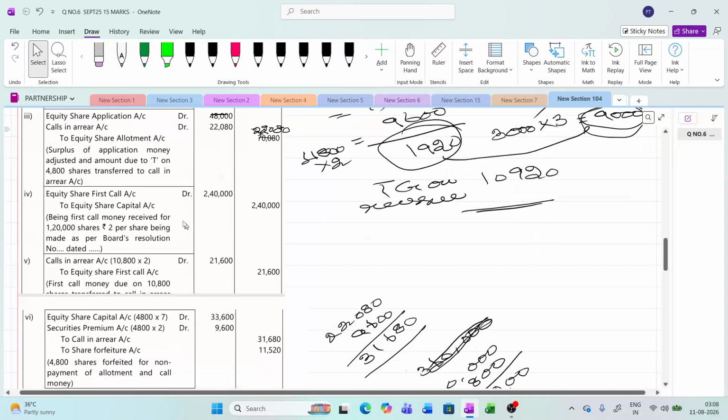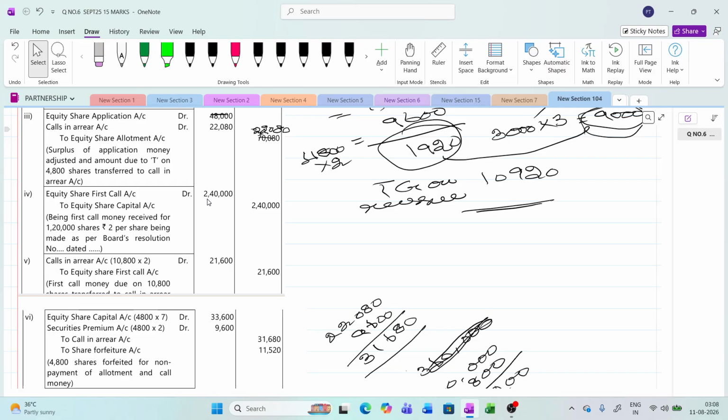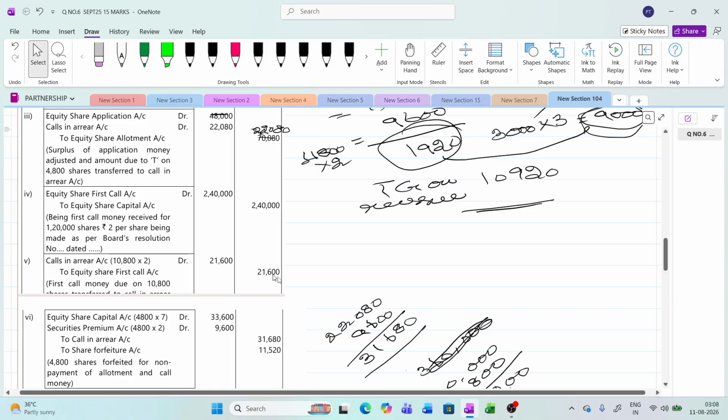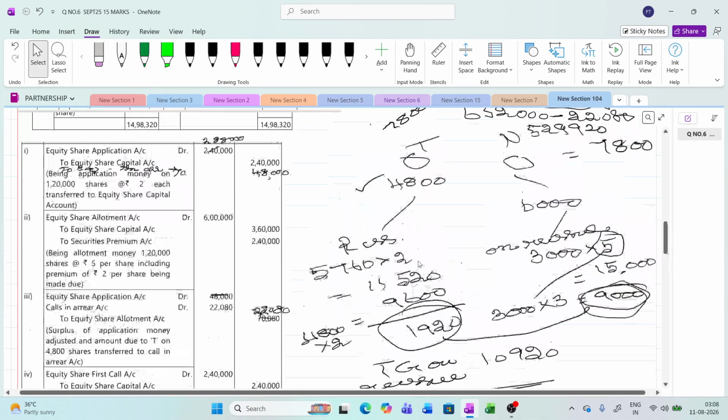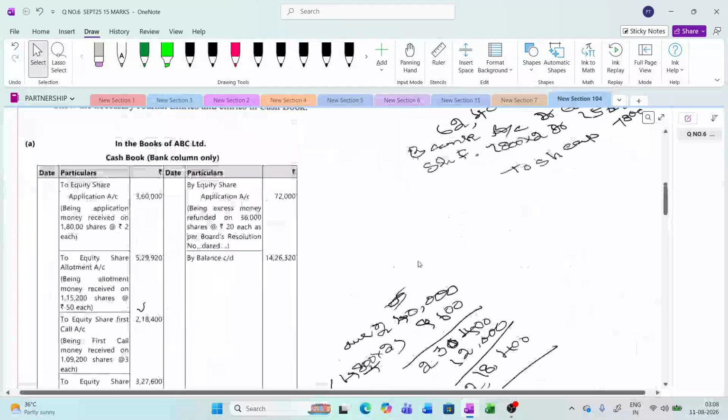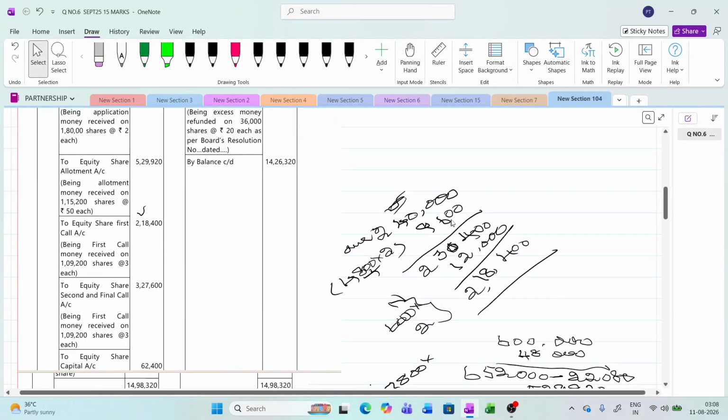Second thing is that we have to go for the first call due. On the first call, there is no issue. 1,20,000 into 2 rupees, 2,40,000. In this, there are two persons who have not paid that amount. Who has not paid? One fellow for 4,800 did not pay 9,600, and N, who was having 6,000 shares, did not pay 12,000. So total 21,600 is not paid. So we received 2,18,400 for the first call account.